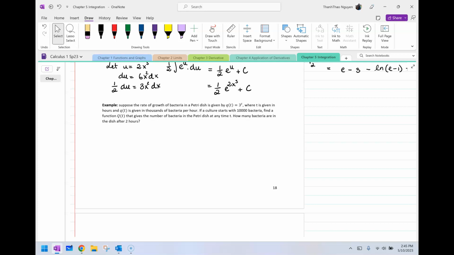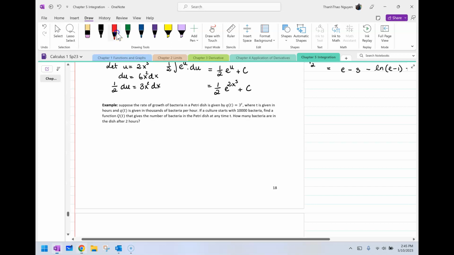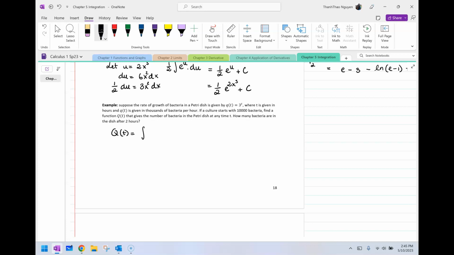So first we need to find a function to calculate the number of bacteria in the dish at any time t. So we first need to find capital Q of t. So capital Q of t is equal to the integral of small q of t dt. So this is the integral of 3 to the t dt.